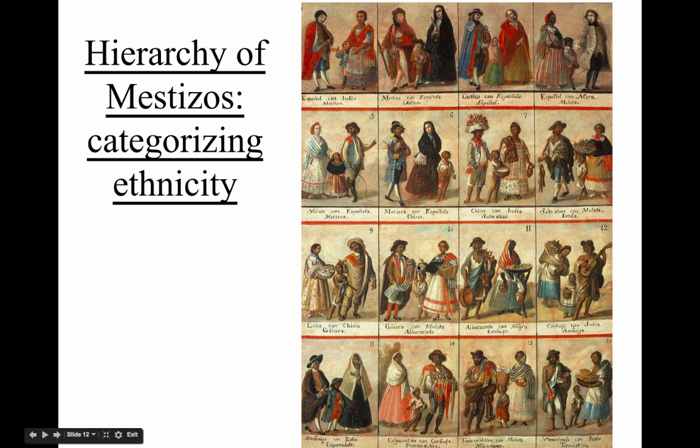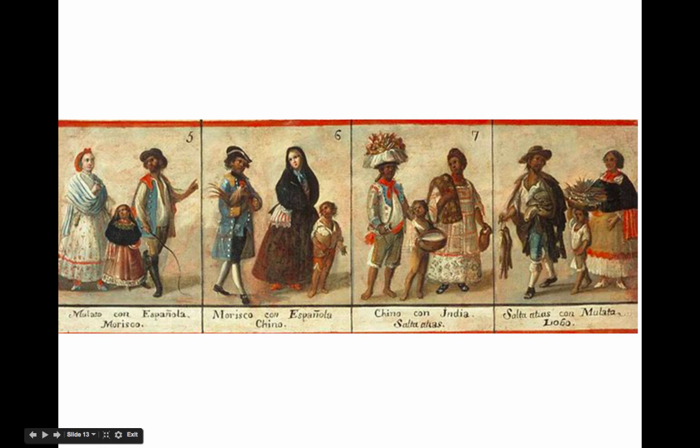At the bottom, it gets a little crazy. Actually, let's close in right here. All right, so if you have a mulatta mother, which would be like North African and Spanish blended, and a Spanish father, Española, which is kind of similar, then you're a Morisco. But if you had a Morisco and an Española, then you're Chino. It just goes on and on forever.